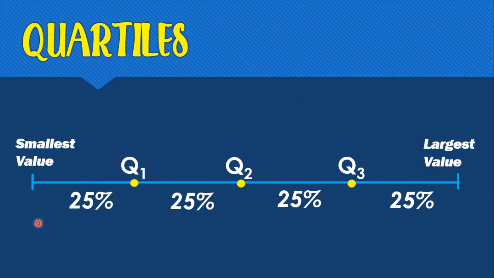So using this illustration, we have the smallest value going to our largest value. This graphical representation shows that 25% or 1/4 of the data will be less than or equal to our Q sub 1, and at least 75% will be greater than it. Our Q sub 2 or the middle quartile is already the median of the data. And at least 75% of the data will be less than or equal to our Q sub 3 or the upper quartile, and 25% is greater than it.